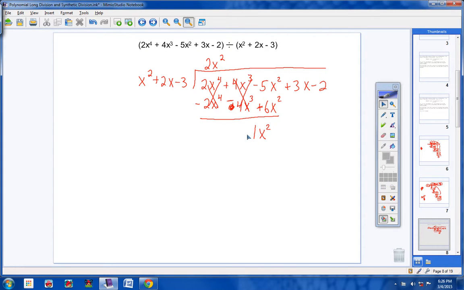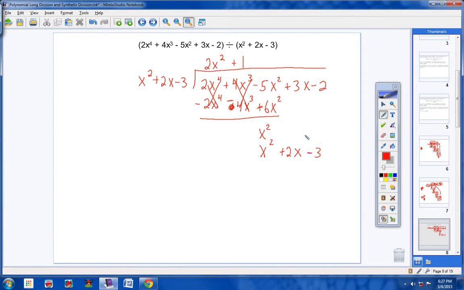Now again, a lot of teachers, in my opinion, get hung up on "bring down your next term." Look, I don't care about that. Just leave it like it is. Divide first term into first term. So x squared goes in x squared one time. 1 times x squared is x squared. 1 times 2x is 2x. 1 times negative 3 is negative 3.